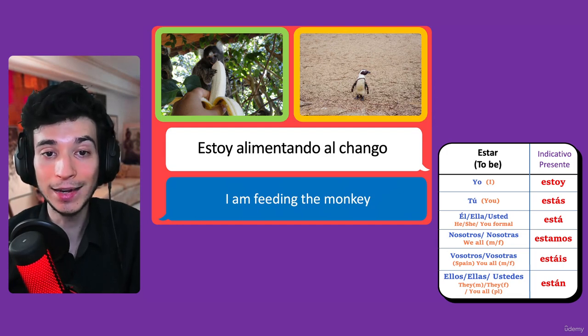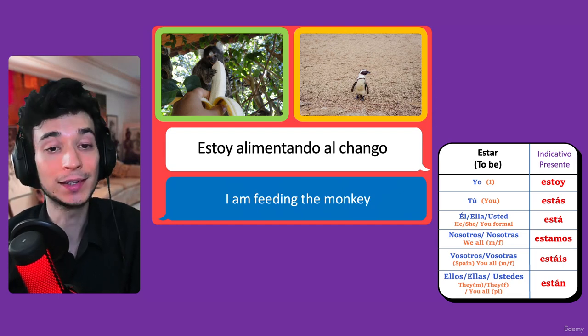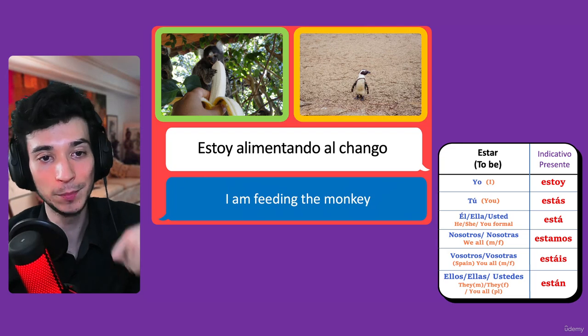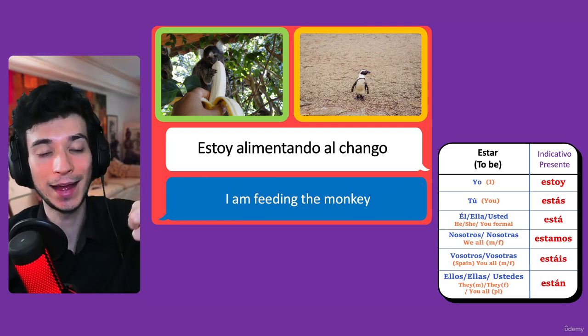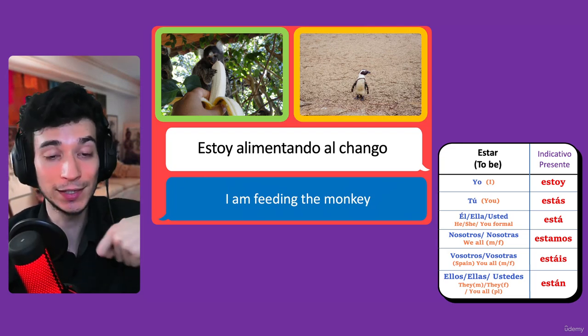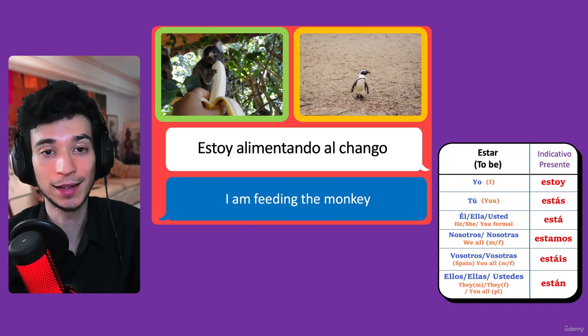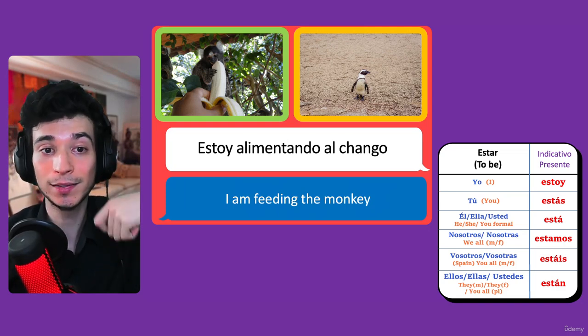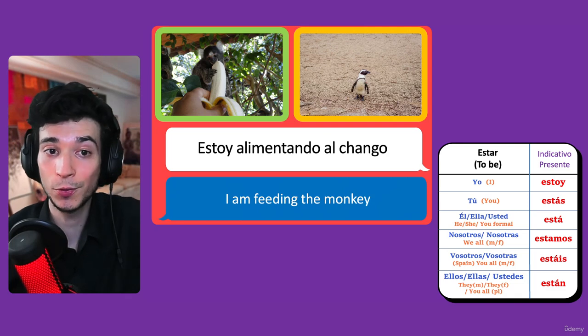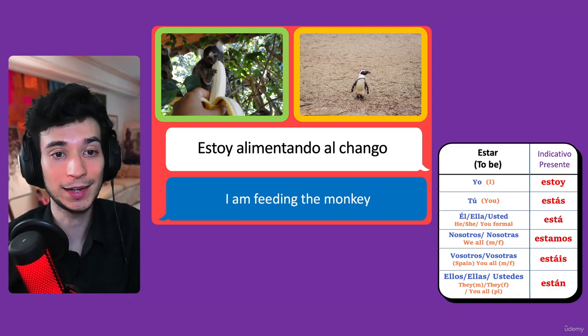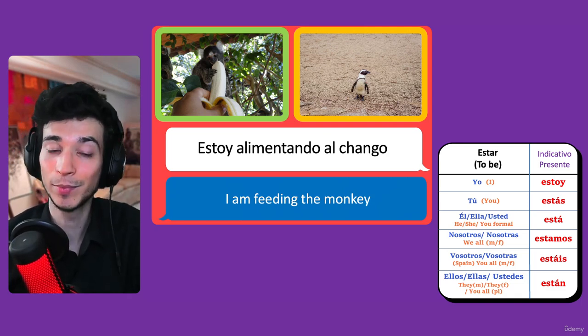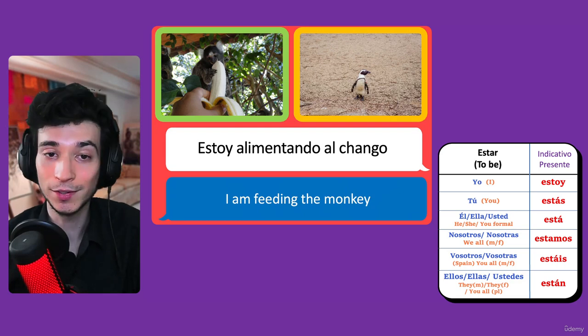So the word alimentar means to feed. Like ailment, alimento. Ailment, alimentar, to feed. So I'm feeding the monkey. Estoy alimentando al chango. I'm feeding the monkey. Alimentar. Alimentando. Okay, so the next one.